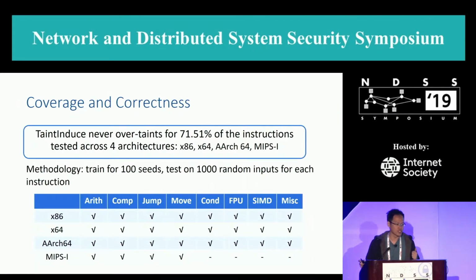To evaluate the coverage, we obtain the rule for the instruction by training it using 100 random seeds, and we test the rule with 1,000 random inputs. We say that the rule is sound, meaning it doesn't overtaint, if for all 1,000 random inputs, for all the influences, we have a witness for it. What we observed is that TAINT INDUCE never overtaints for 71% of the instructions across all 4 tested architectures. This includes SIMD instructions and floating point instructions.